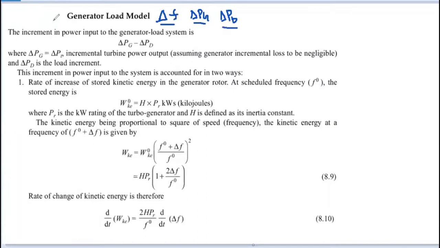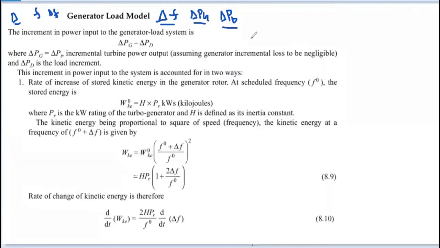So here in the entire analysis, if you observe, we have discussed only the delta, the small signal analysis changes. We are not directly concentrating upon F. We are concentrating upon delta F, that is a change, and change in the power, change in the turbine power output. So we are discussing the small signal analysis only. So here what is meant by this delta F, delta PG and delta PD?